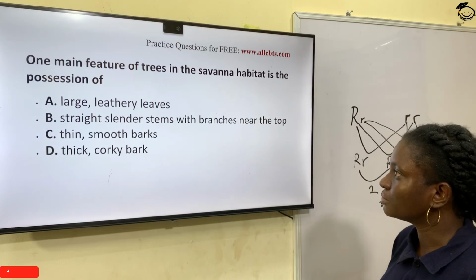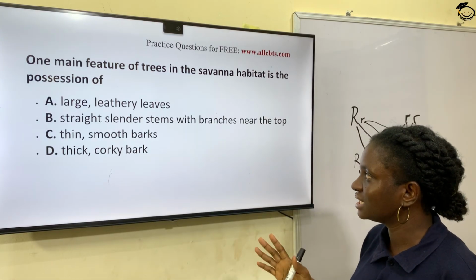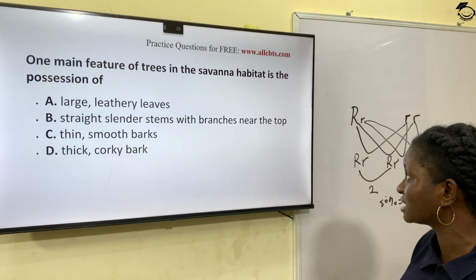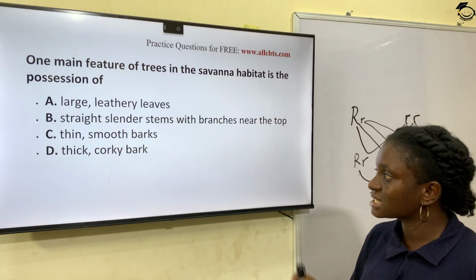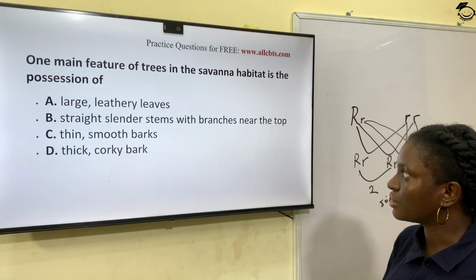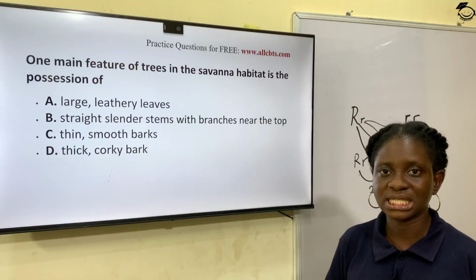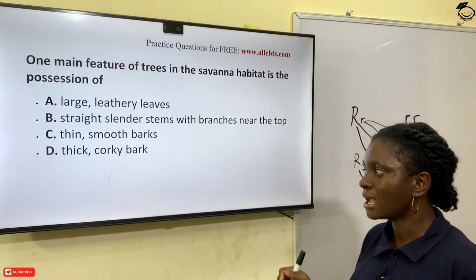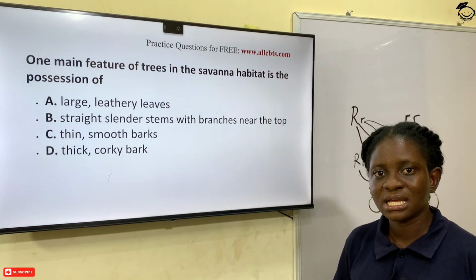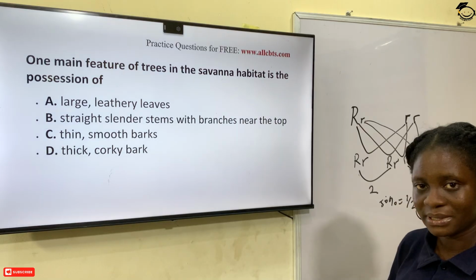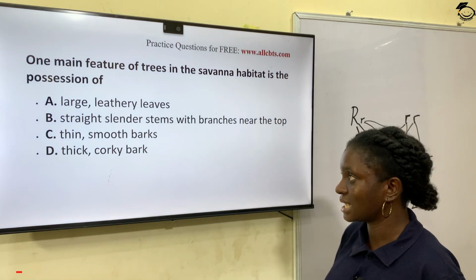So A, we have large leathery leaves. B, straight slender stems with branches near the top. C, thin smooth bark. Then D, thick corky bark. So the correct feature of trees in savanna habitat is thick corky bark, just to protect against water loss and to protect the inner tissue of the plant. Option D is the correct answer.